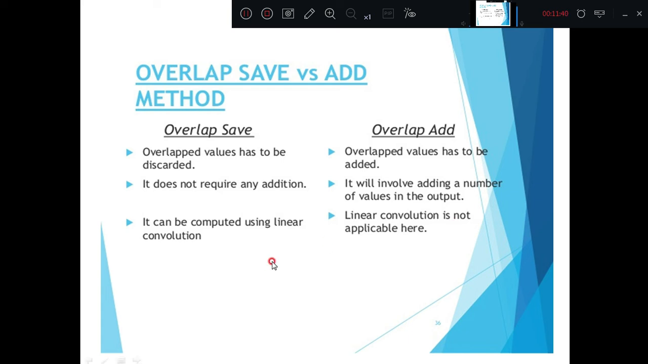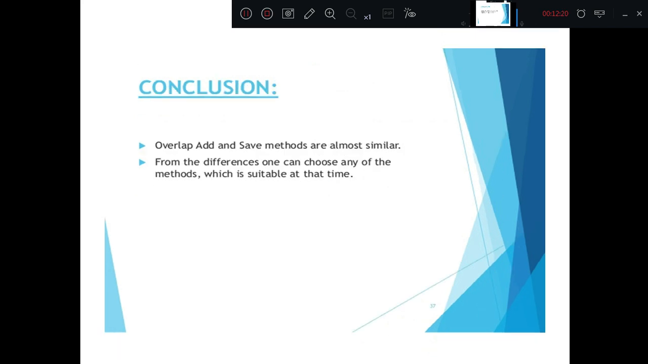And one more difference you can add here. In the overlap save method, only for the first block you have to add M minus 1 zeros, right? And for the second block, the first M minus 1 samples should be taken from the last M minus 1 samples of the previous block, and it goes on continuing. Whereas in the overlap add method, each block should have M minus 1 zeros at the end, right? So these are some differences between the overlap save and overlap add methods.